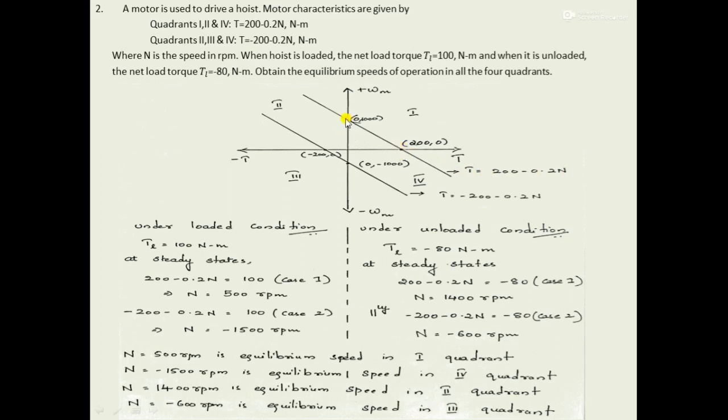Similarly, at this particular point the value of torque is 0. So in order to obtain the value of speed, you have to equate the value of torque in this characteristics relation as 0. So while equating T equal to 0, you will be able to obtain the value of speed as 1000 rpm. Similarly, with the second characteristics also, you can obtain the intersection points. One is at minus 200, 0 and the other is 0, minus 1000.